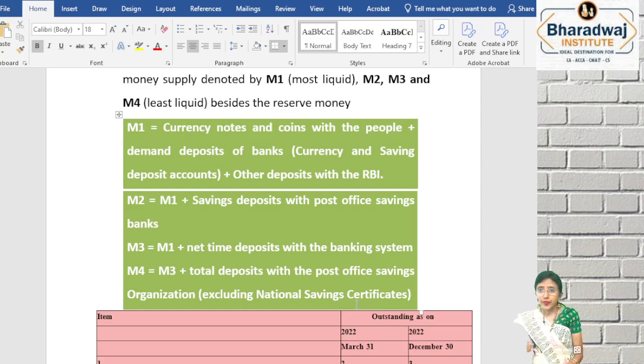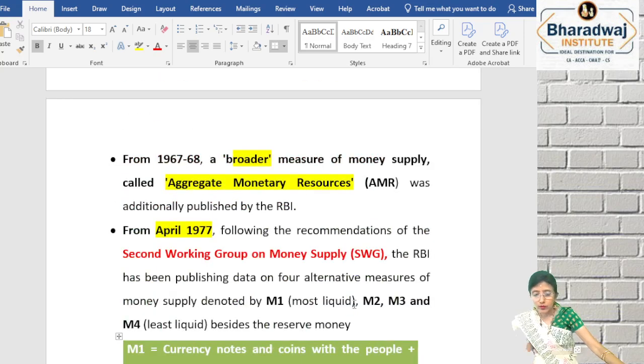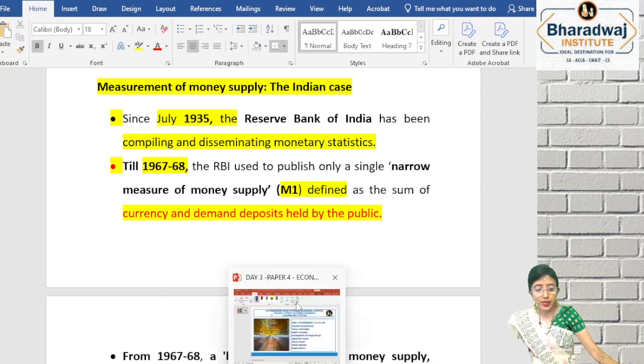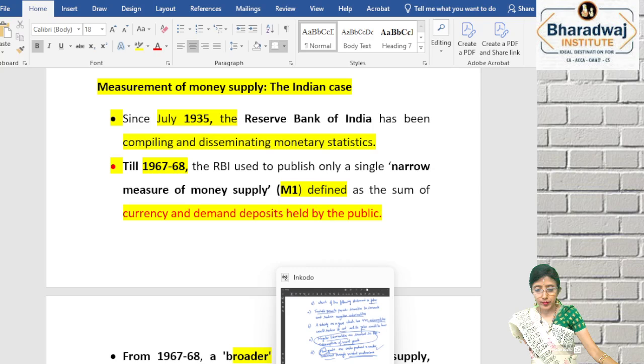Done? Ready? Okay. So go to your revision notebook. Yes. Please write. It's very important because components of money supply is a basic thing which you must know mandatorily.